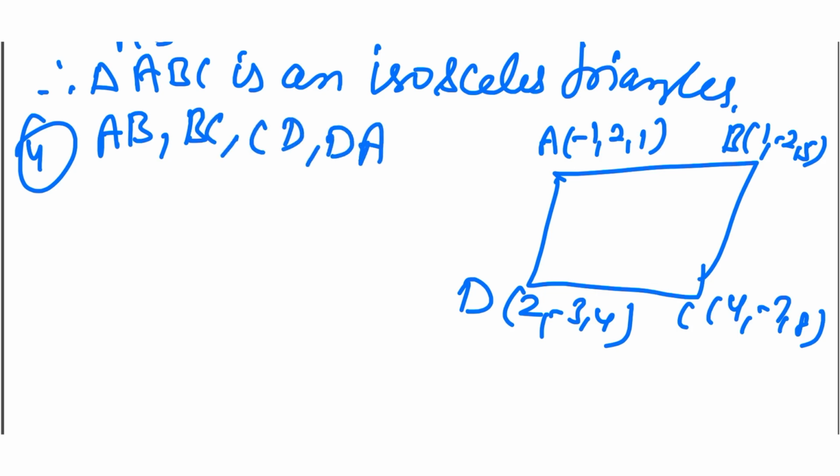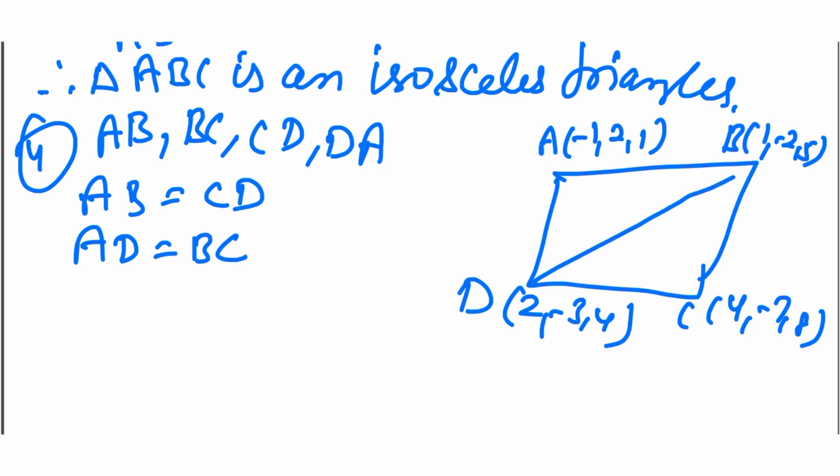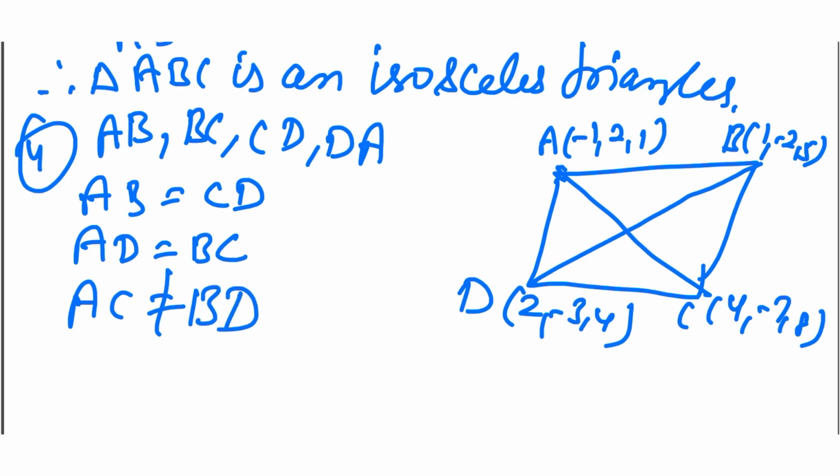DA. So for a parallelogram, AB should be equal to CD and AD should be equal to BC. Also we have to verify their diagonals. That means AC should not be equal to BD. If these conditions are satisfied, then we can say that it is a parallelogram.